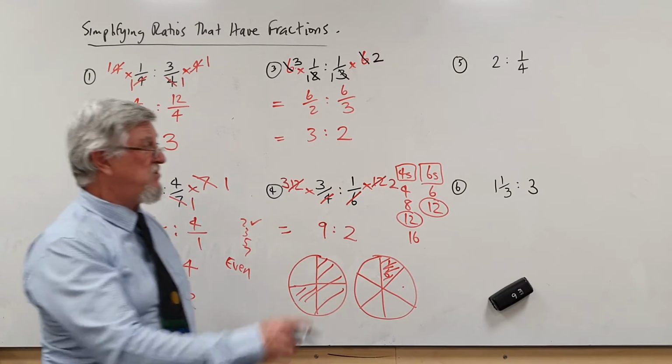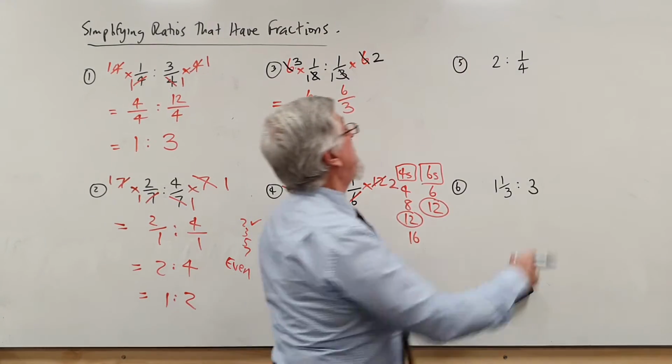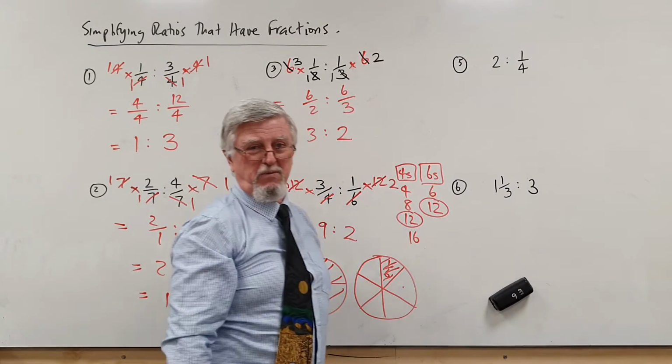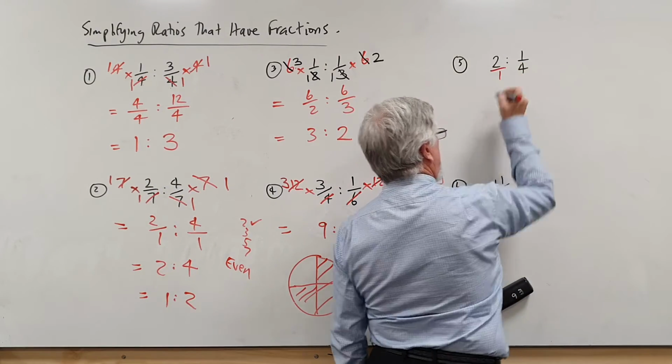Now, for some reason, these really muck people up. It's like they get used to that, they're going okay, and we put a whole number in, and the whole number mucks people's brains up. If you wanted to, you could write the 2 as 2 over 1.